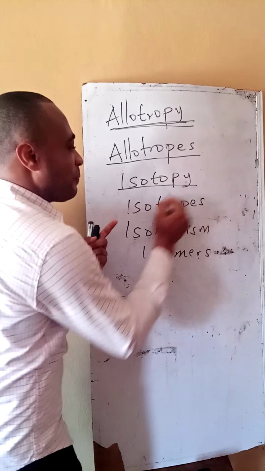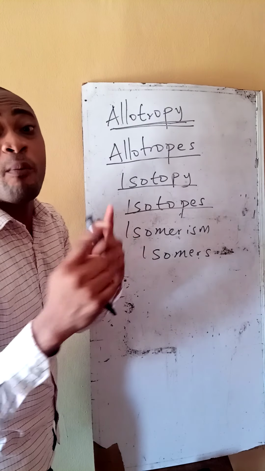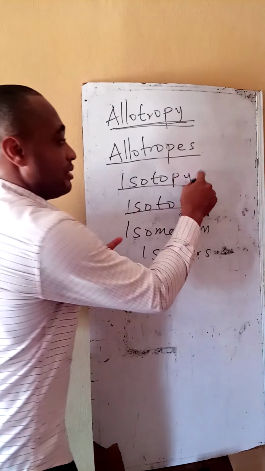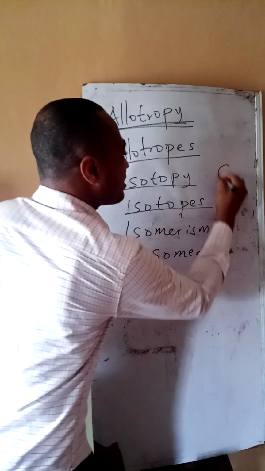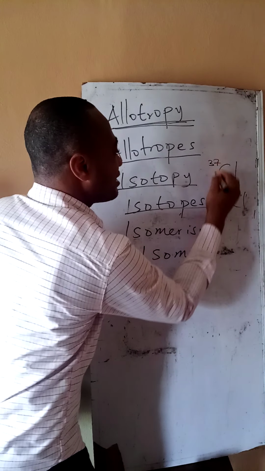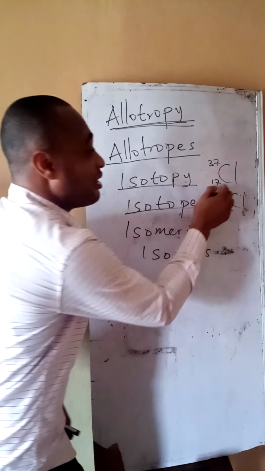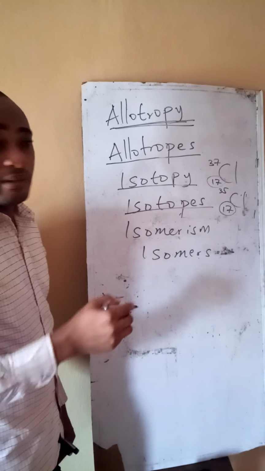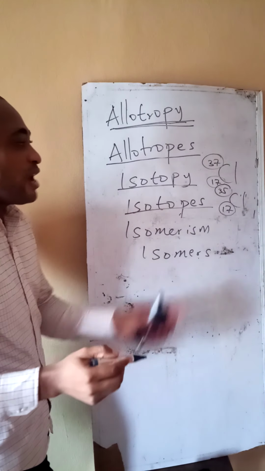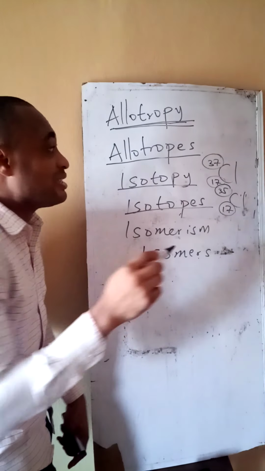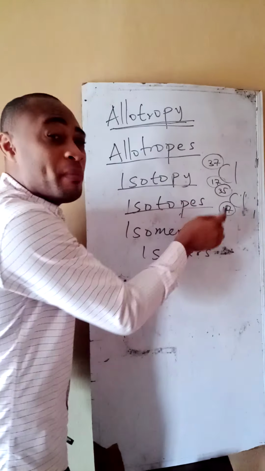So also isotopy and isotopes. Isotopy is a phenomenon. You have 2 or more elements existing in 2 or more forms, having the same what? Look at this, chlorine, chlorine. Chlorine 37 17, chlorine 35 17. You see that they have something in common. The atomic number. The atomic number is the same, but their mass numbers are different. So when you have an element, the existence of an element in 2 or more forms having different mass numbers, but the same atomic number.